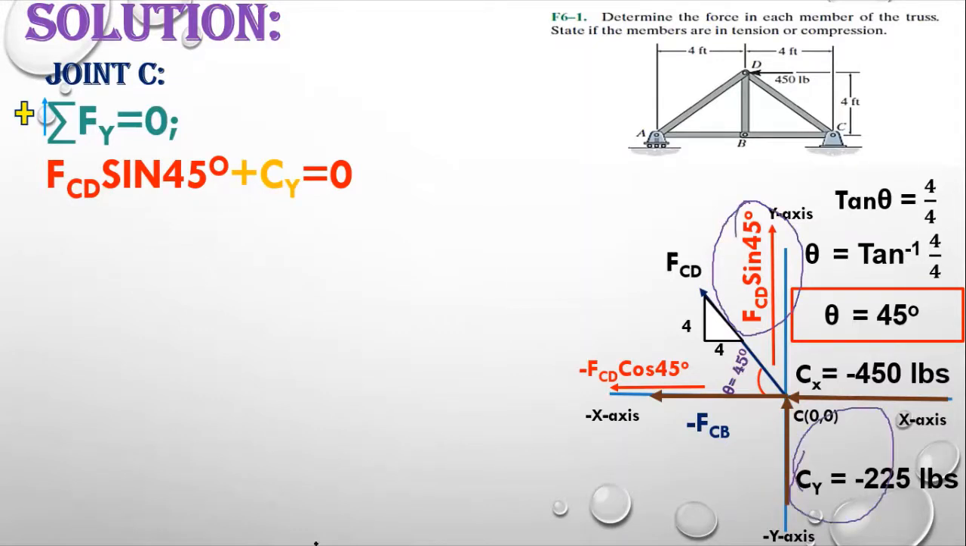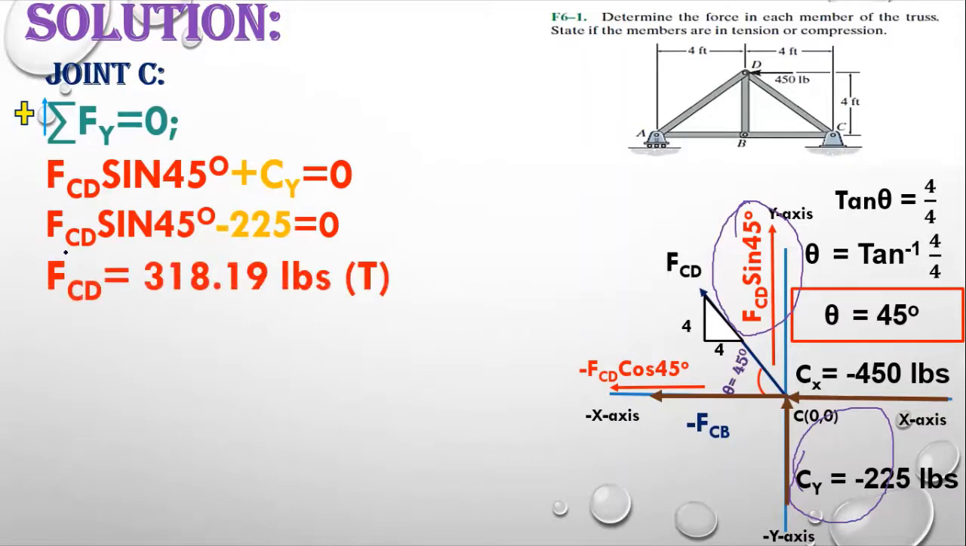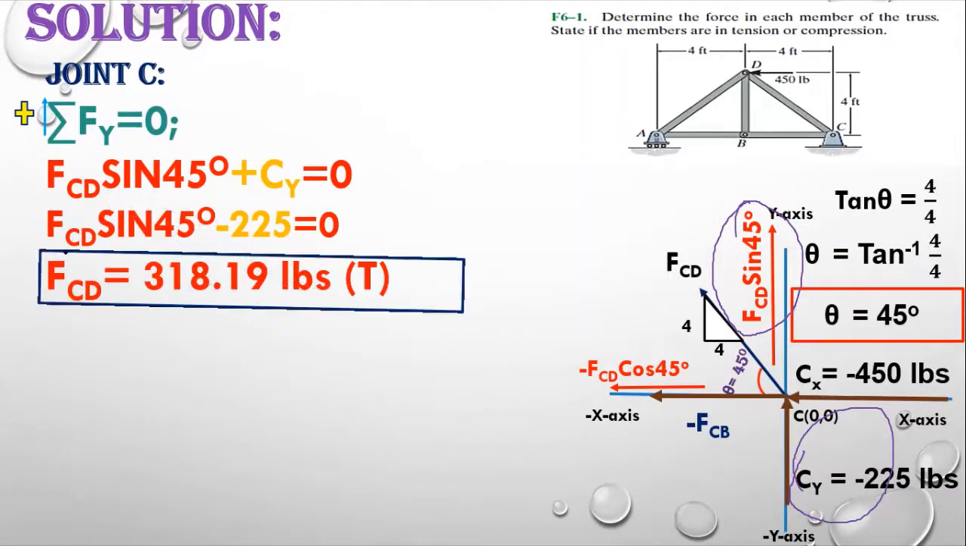So you can see here. So this is, and we put the value of Cy here, minus 225. So FCD equals 318.19 pounds. It is tensile force. Now we are moving towards the summation of the horizontal forces.